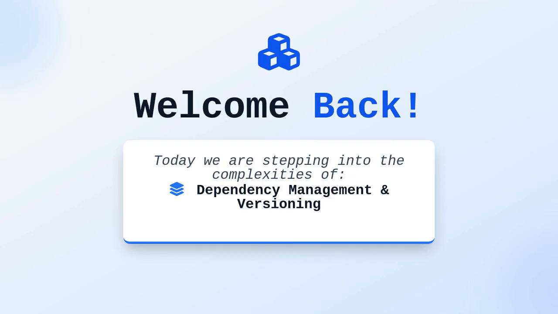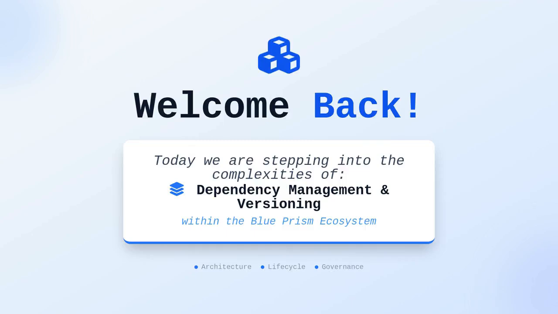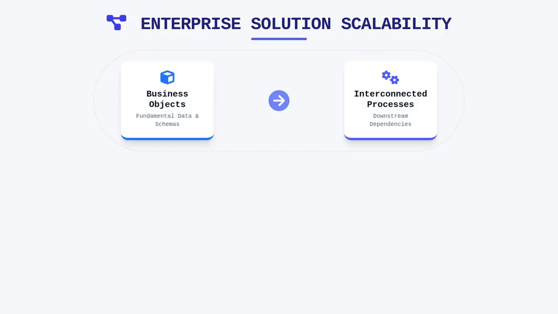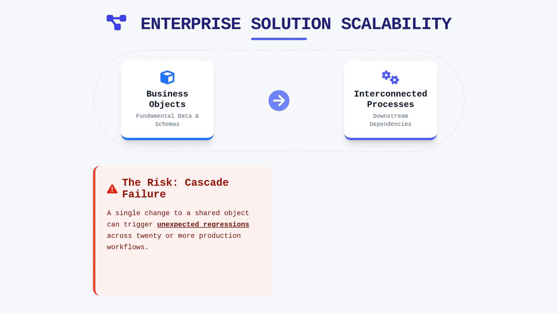Welcome back. Today, we are stepping into the complexities of dependency management and versioning within the Blue Prism ecosystem. When you build solutions that scale across an enterprise, you are rarely just creating a single process. You are inherently building an ecosystem of interconnected business objects and processes that rely on one another to function correctly. The challenge, of course, is that a change in one fundamental business object can trigger a cascade of failures in every downstream process that consumes it.